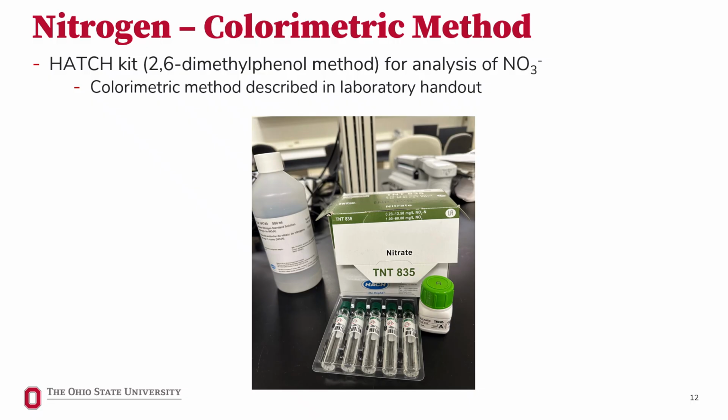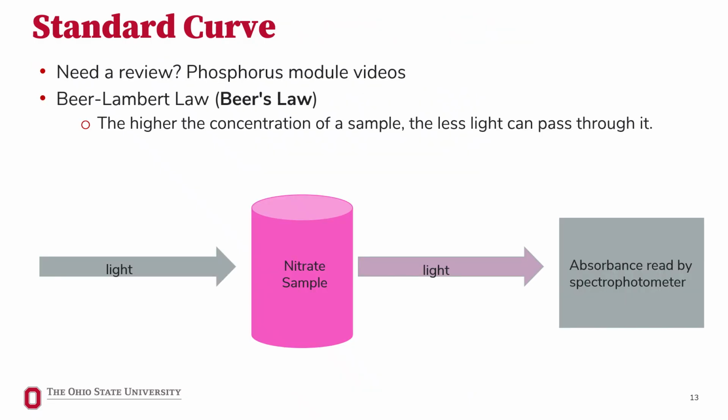in order to calculate the nitrate concentration in each sample. In the last module, you learned about the importance of using a standard curve to interpret your phosphorus results. We will be using the same method to interpret nitrogen results. Please feel free to go back and review the last lectures if you need a refresher on this topic.